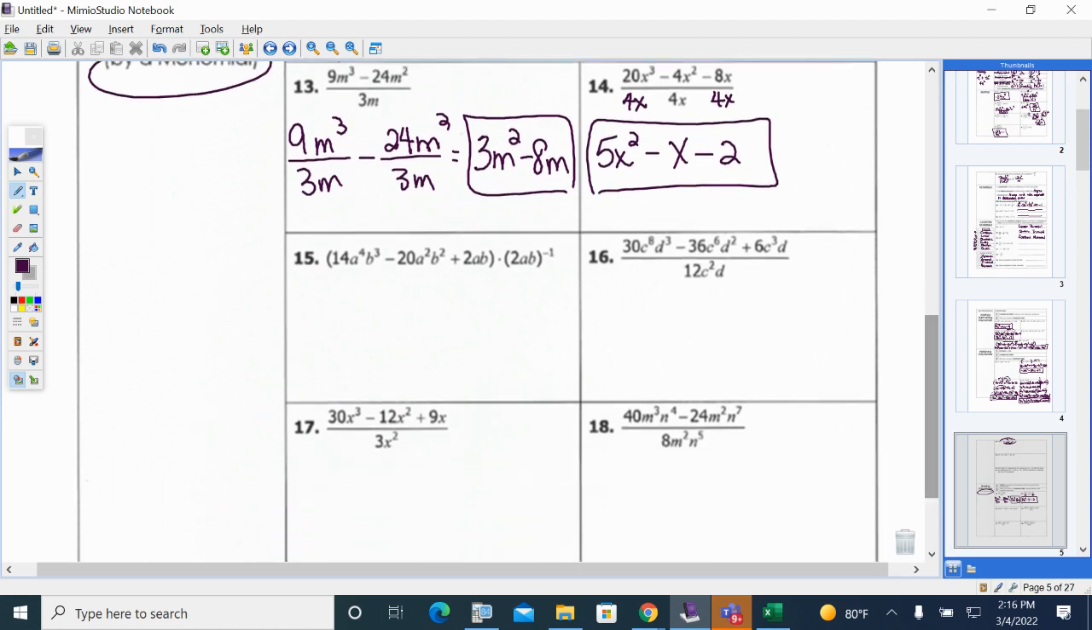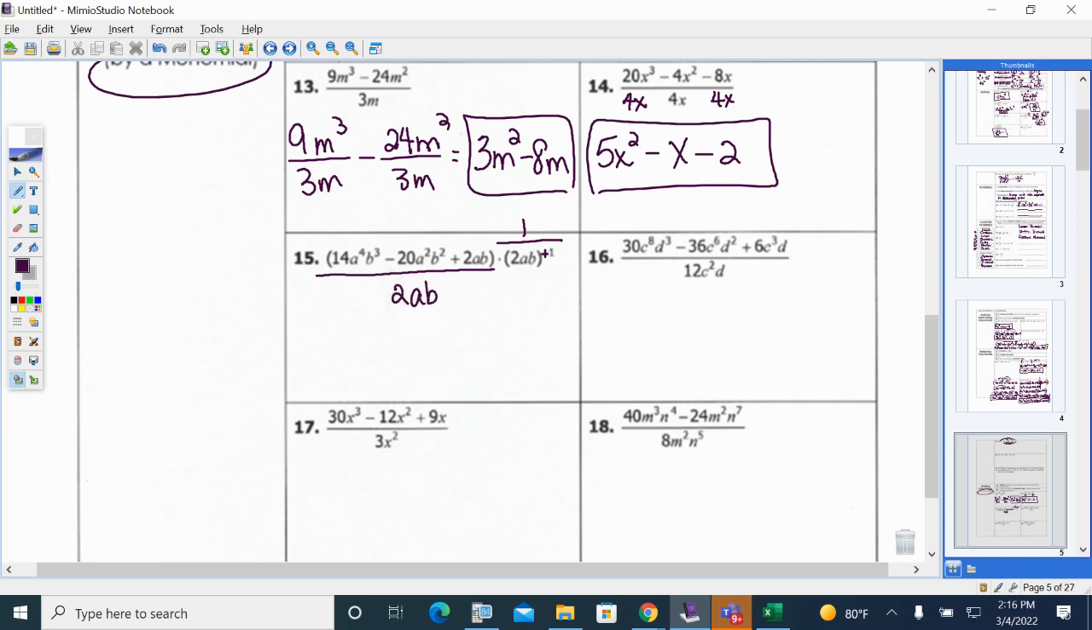I do want to talk quickly about number 15. So it says 14a to the fourth b to the third minus 20a squared b squared plus 2ab is being multiplied by 2ab to the negative 1 power. Well, 2ab to the negative 1 power is the same thing as 1 over 2ab to the positive 1 power. So basically what's happening here is you're taking that trinomial and dividing by the 2ab.